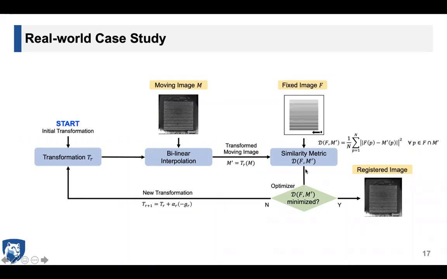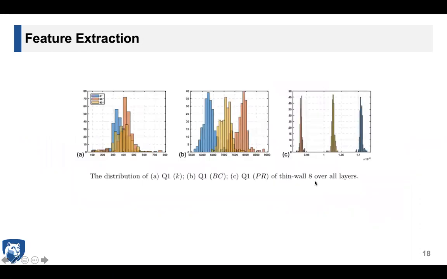And after the registration is done, we extract the region of interest, ROI, from the registered image for the analysis of the next step. So in the real world case study, we extract the features: maximum, minimum, three different quartiles, standard deviation, skewness, kurtosis, and entropy from the selected quantifiers for further analysis. So here are some features that we extract from the network quantifiers.